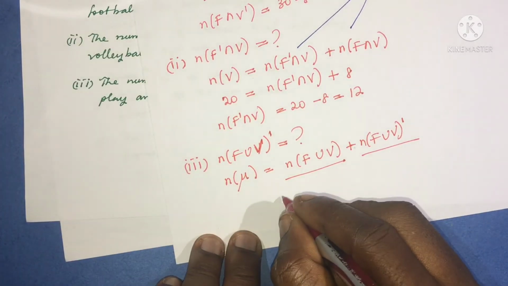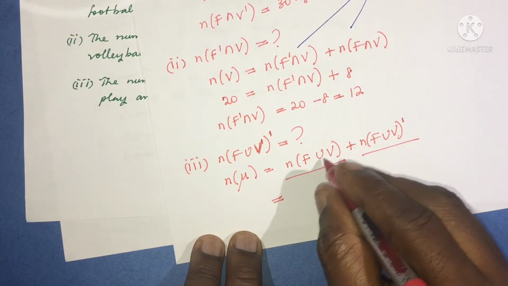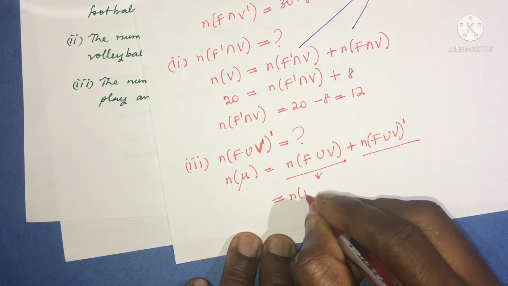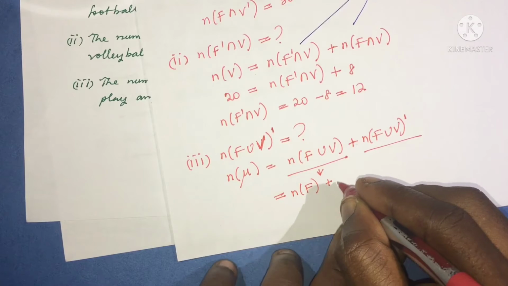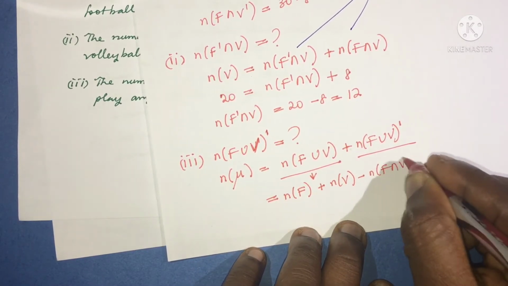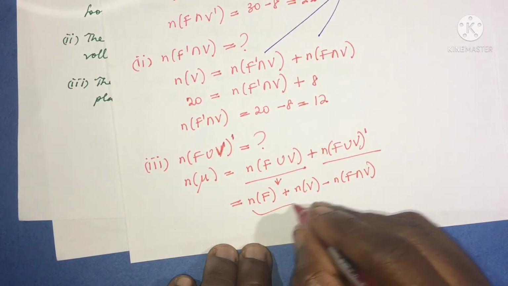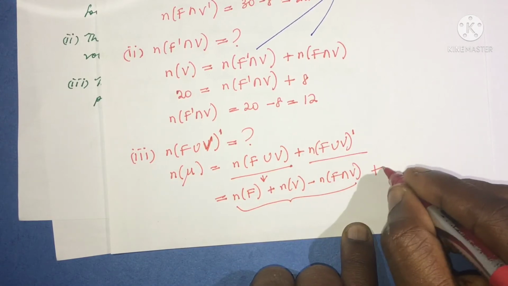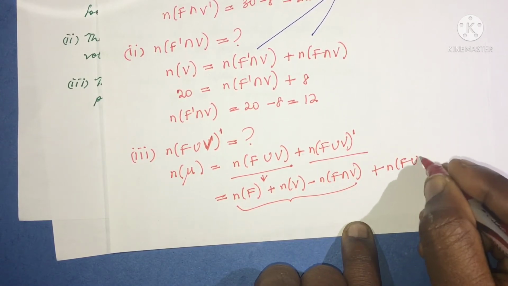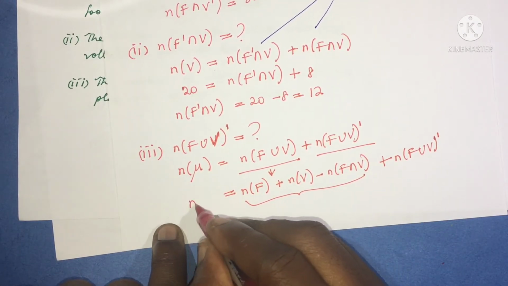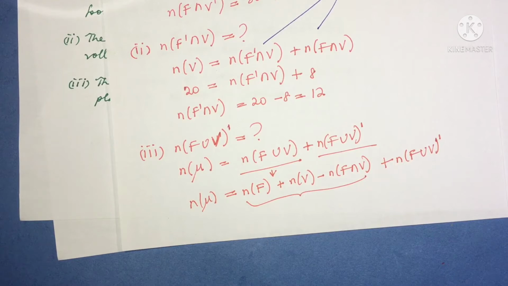So what do we have as n(F union V)? Now n(F union V), if you remember, is obtained by adding n(F) for two sets to n(V) and subtracting n(F intersection V). So this whole thing will give you n(F union V). Now when you add that to n(F union V) all complement, which we want to look for, it will give us n of the universal set. Okay, the cardinality of the universal set.